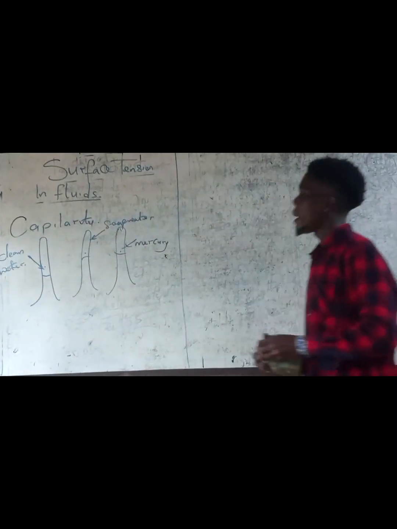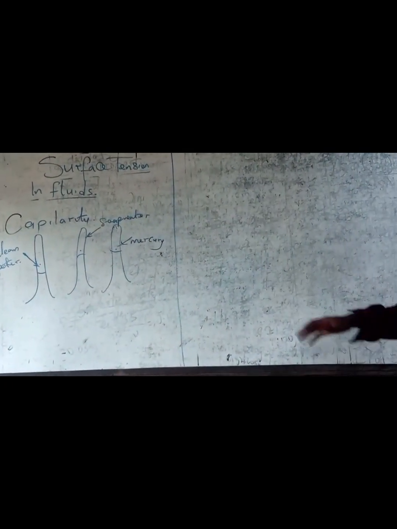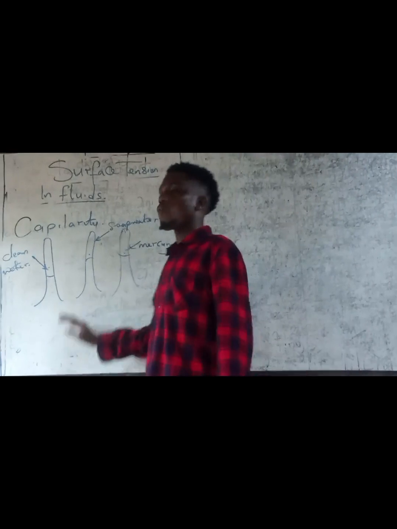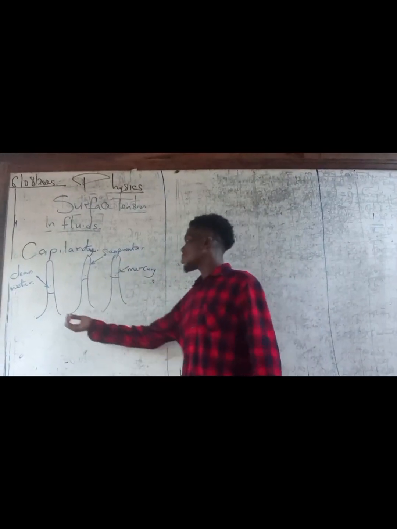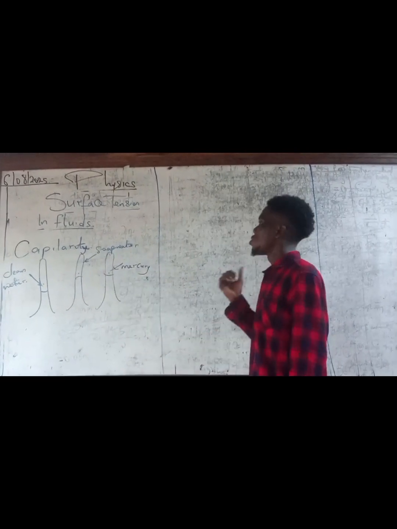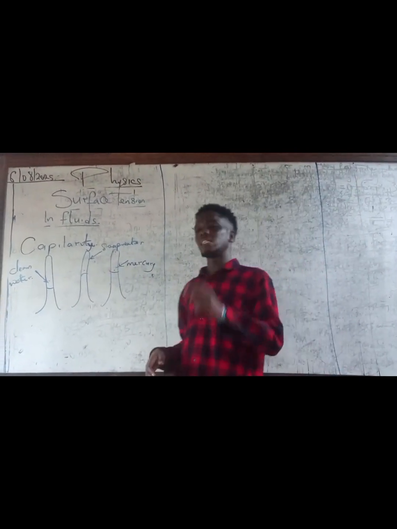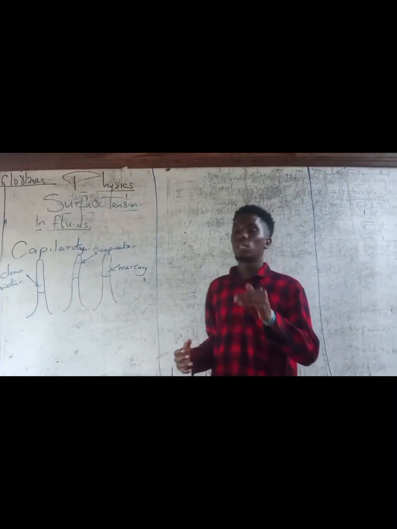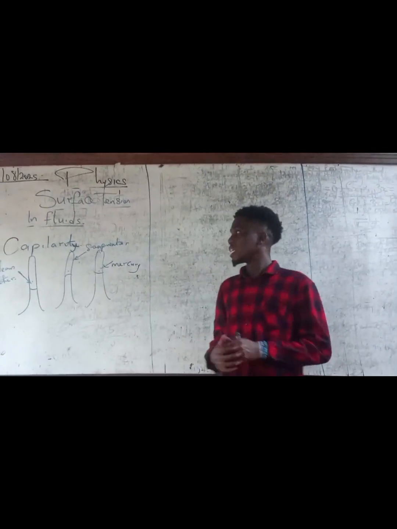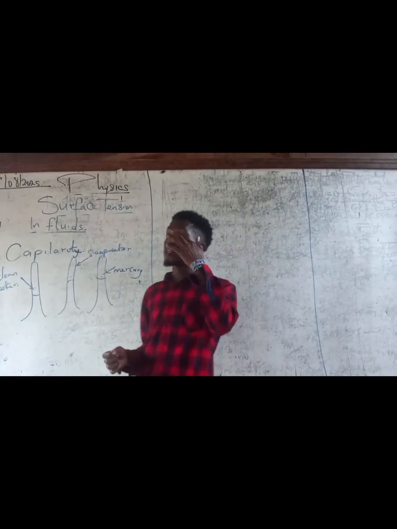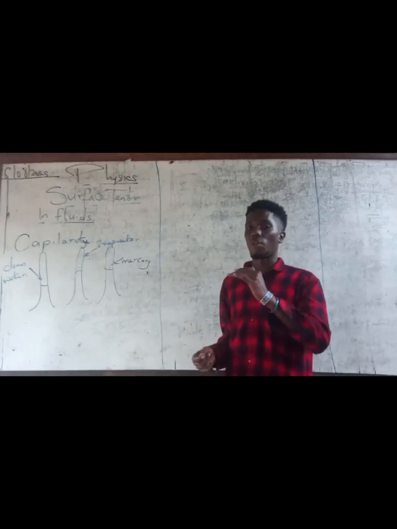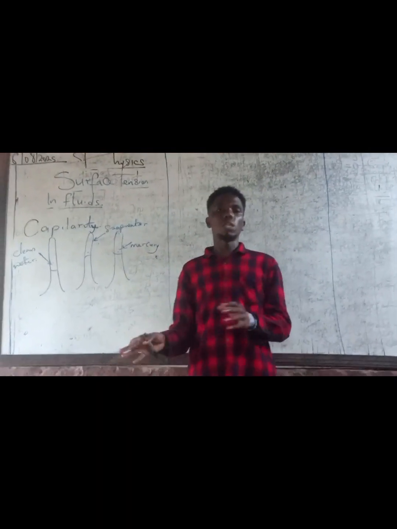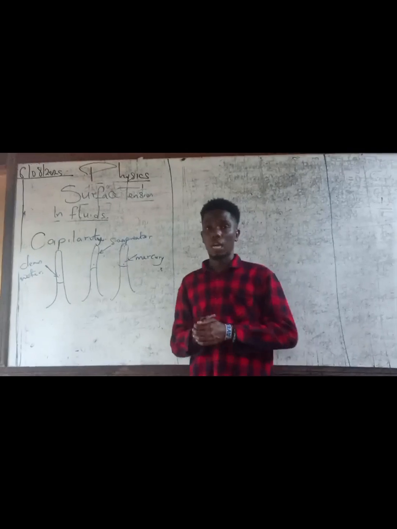Now, capillarity is the tendency of a liquid to rise or fall in a narrow tube. Now we have these 3 narrow tubes. So like I said, capillarity is the tendency of a liquid to rise or fall in a narrow tube. That tells you that some liquids rise faster than others, while some fall faster than others. So each liquid has different capillarities.